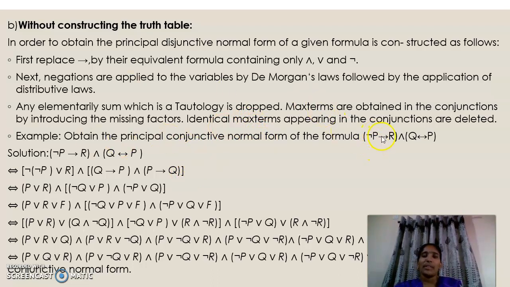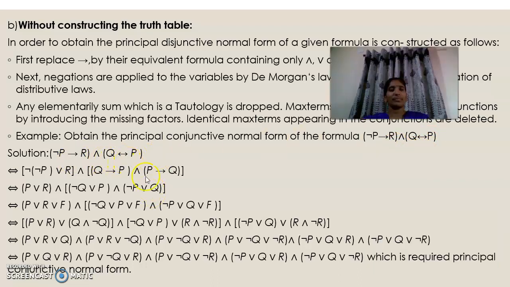So the problem is negation P conditional R and Q conditional P. First obtain the CNF. For the CNF you have to remove the conditionals. After removing the conditionals, the statement formula is converted to negation of (negation P or R), and (Q conditional P) and (P conditional Q).